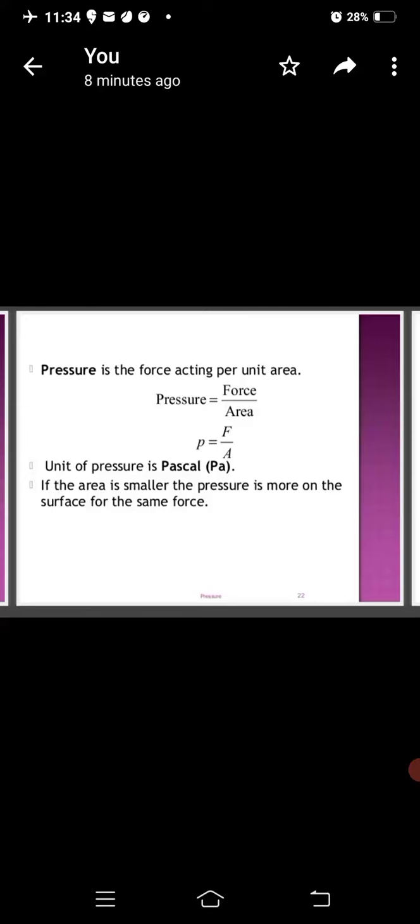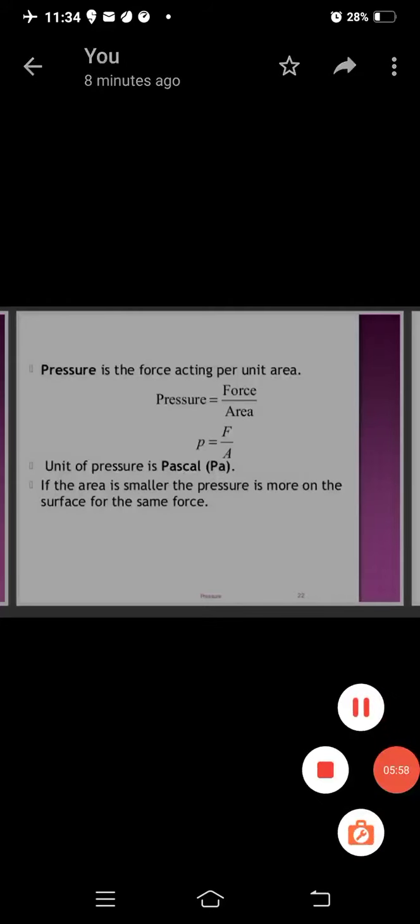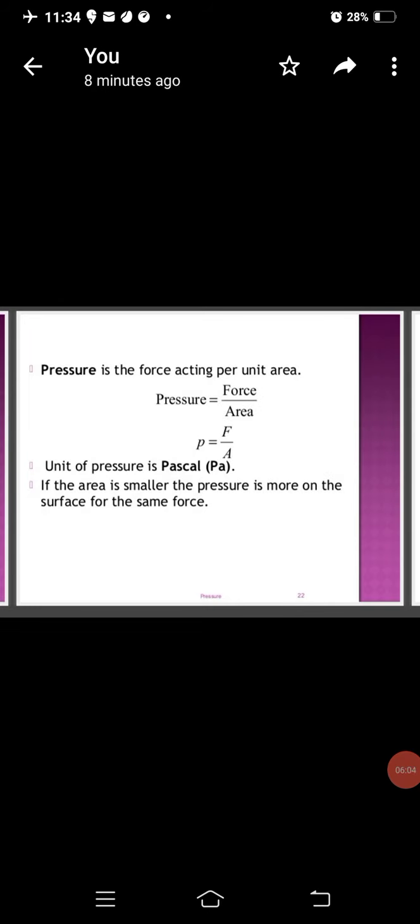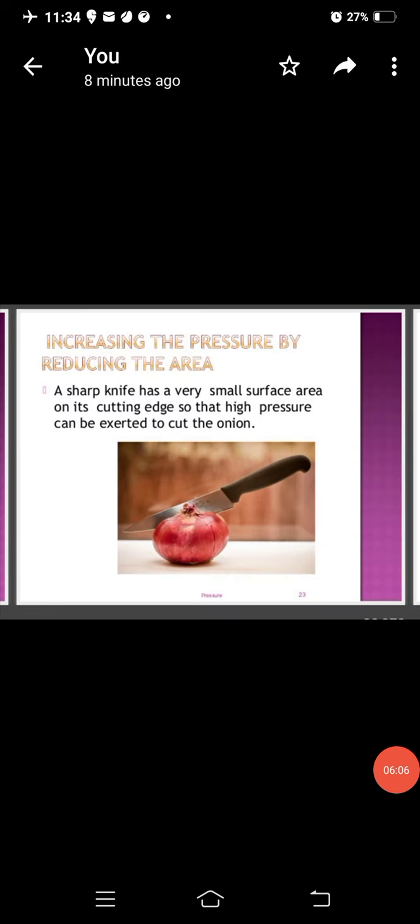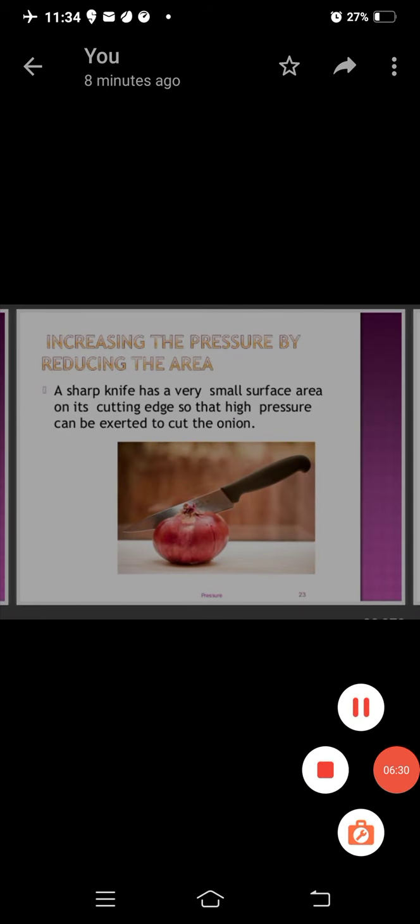If the area is small, the pressure is more on the surface. As we can see from the formula, pressure and area are inversely related to each other. So if we increase the area, pressure will be less, and if we decrease the area, pressure will be more. Here we can see the example of a blunt knife and a sharp knife. We are able to cut fruits and vegetables properly with a sharp knife because it has a small area on the cutting edge, so it exerts more pressure, and the things we are cutting can be cut properly. If less area is in contact, it will exert more pressure.